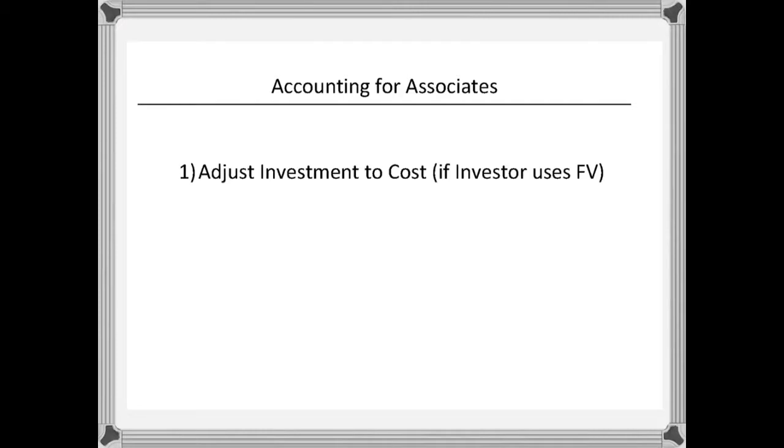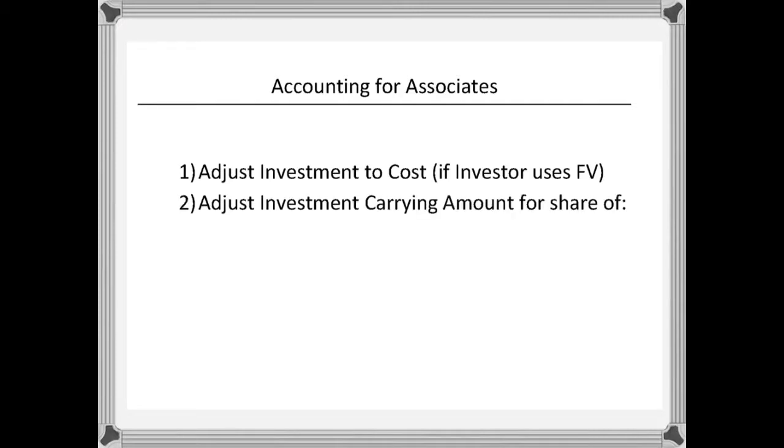Once you've done that, if you need to, you then adjust the investment carrying amount for the investor's share of a number of items. Now, these items can be done in any particular order. It's really up to you how you work through this.